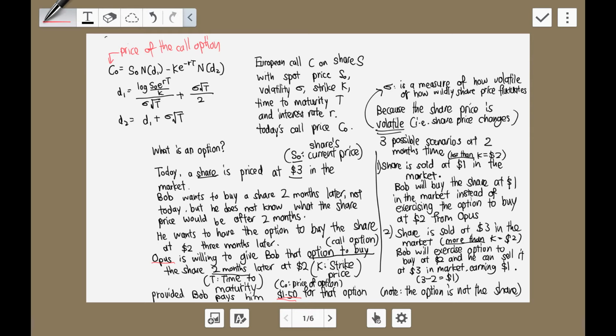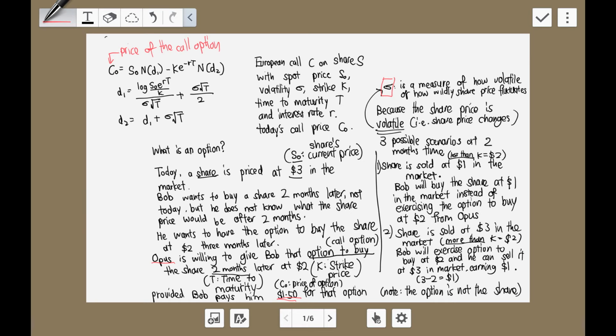Then after 2 months later, there are 3 possible scenarios because sigma is what we call the volatility of the share price. That means how the share price is likely to fluctuate. So it's a measure of how wildly the share price fluctuates. Because the share price changes, 3 possible scenarios can happen at 2 months time. One is that the share price is falling below the $2, the price they agree to sell or buy, or it could be more than $2, or it could be exactly the same at $2.